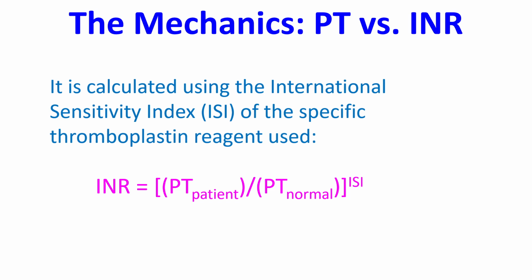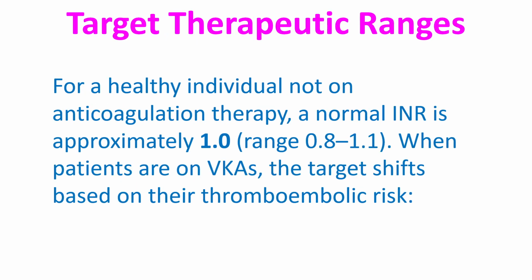It is calculated using the International Sensitivity Index (ISI) of the specific thromboplastin reagent used. INR is equal to PT ratio raised to the power of ISI. For a healthy individual not on anticoagulation therapy, a normal INR is approximately 1, with a range of 0.8 to 1.1.